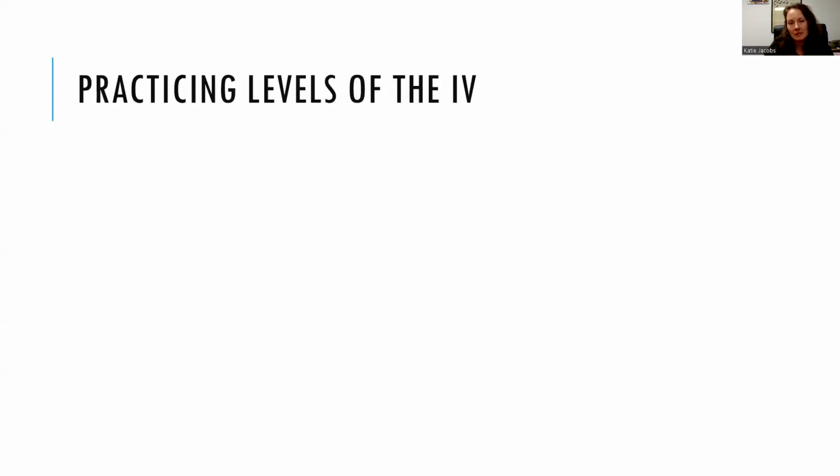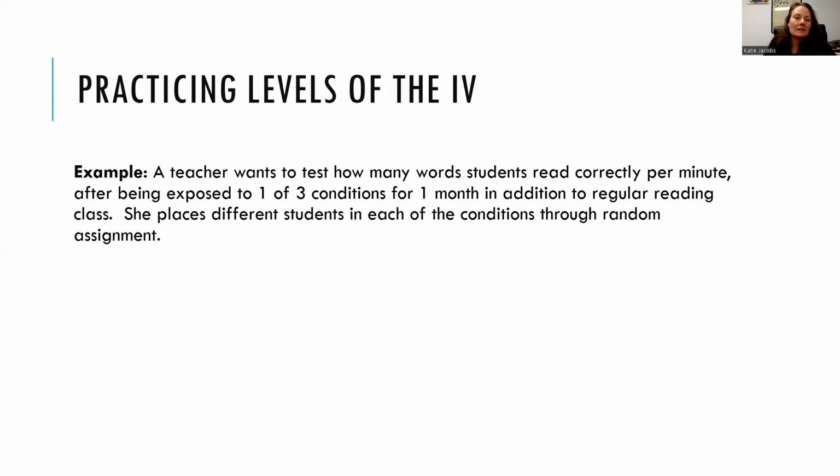Okay, so let's practice with this for a little bit, because there actually gets to a point in statistics where you have more than one independent variable. At this time, we've only had 1 so far, but there may be more levels to it. So let's practice. For example, a teacher wants to test how many words students read correctly per minute after being exposed to 1 of 3 conditions for 1 month in addition to regular reading class. She places different students in each of the conditions through random assignment.